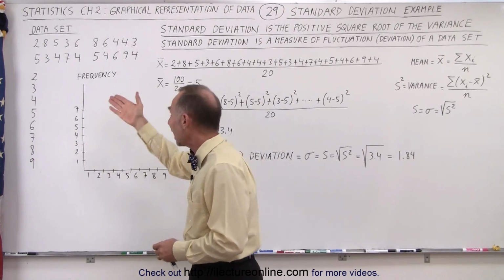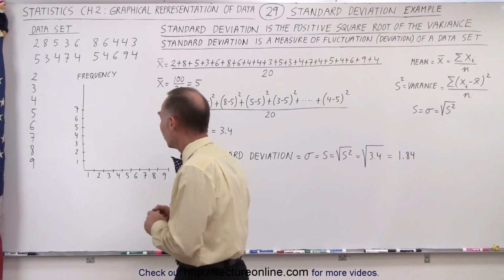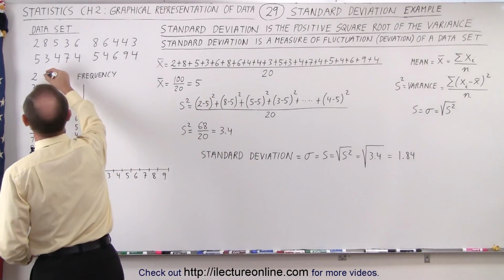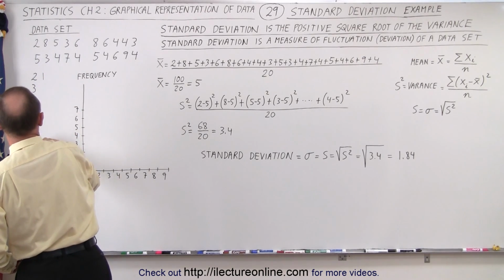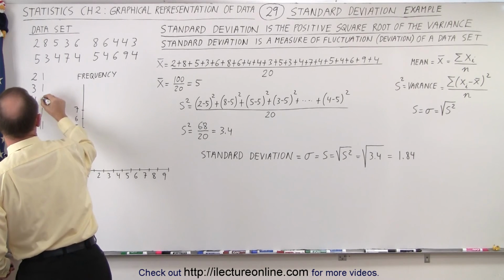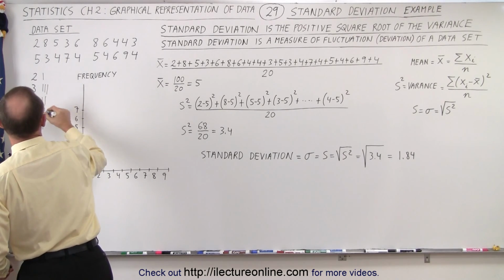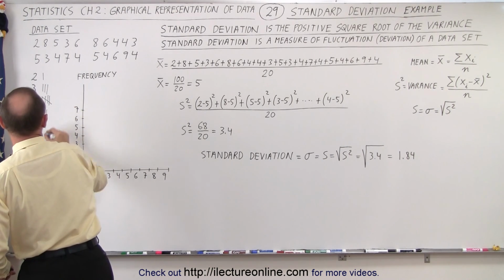So let's use some tallies to figure out how many of each of the numbers we have. So we have a 2, we have an 8, we have a 5, a 3 and a 6, we have an 8, a 6, a 4 and a 4, a 3, a 5 and a 3, a 4, a 7, a 4, we have a 5 and a 4, we have a 6, a 9, and a 4.